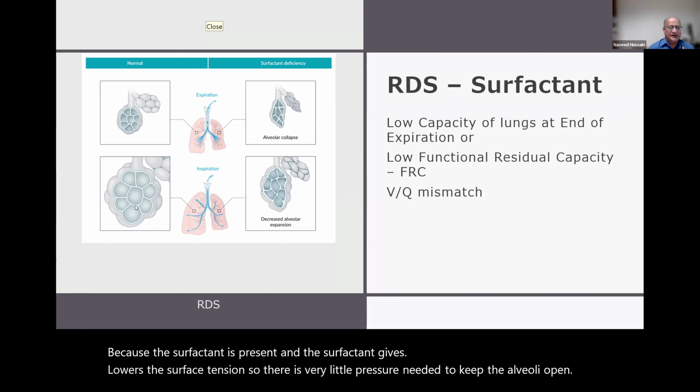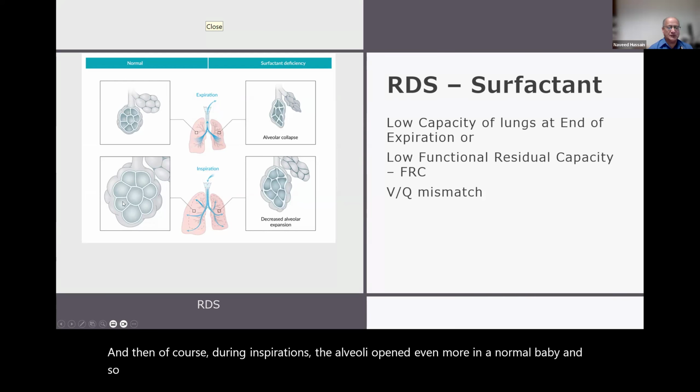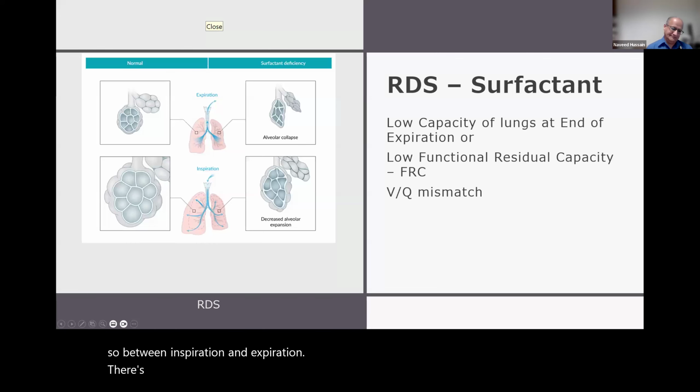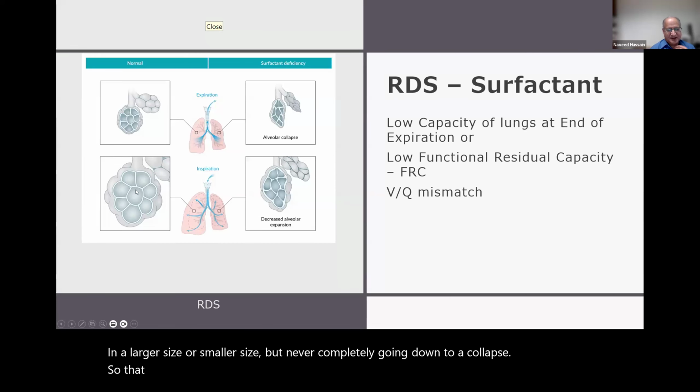And then, of course, during inspiration, the alveoli open even more in a normal baby. And so between inspiration and expiration, the alveoli go to a larger size and a smaller size, but never completely go down to a collapse. So that is what surfactant does. It prevents end expiratory collapse of the alveoli.